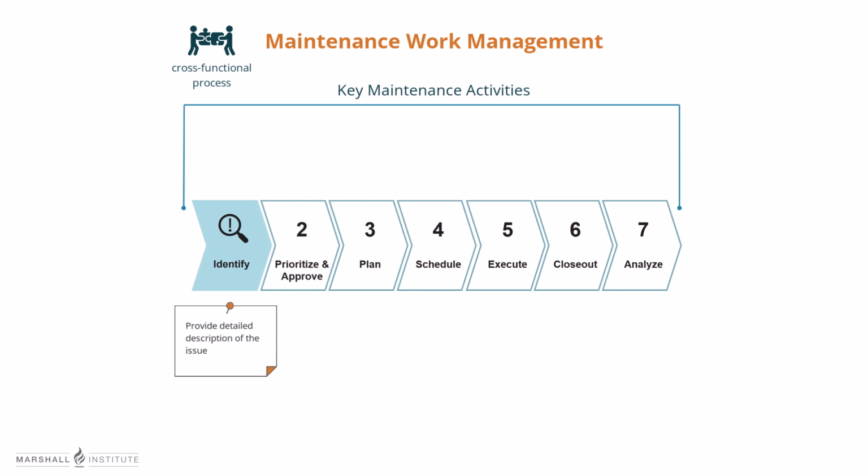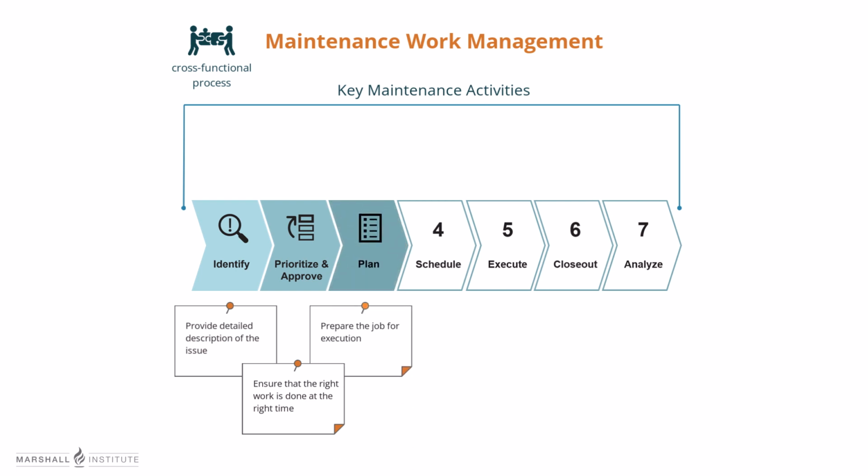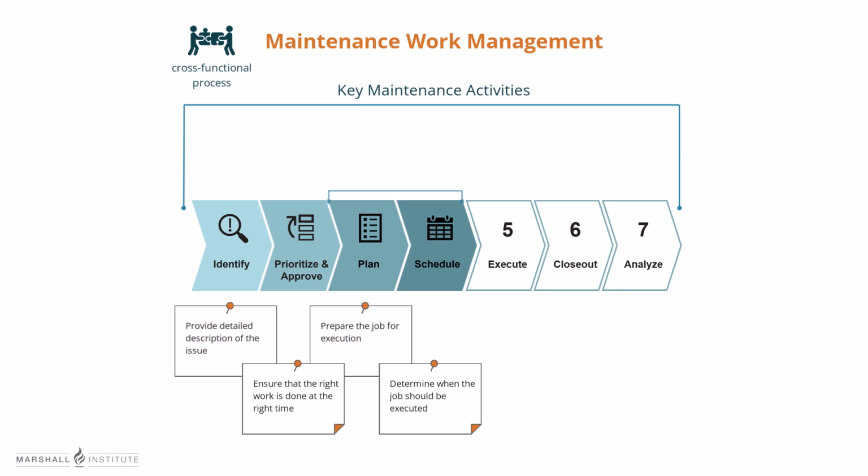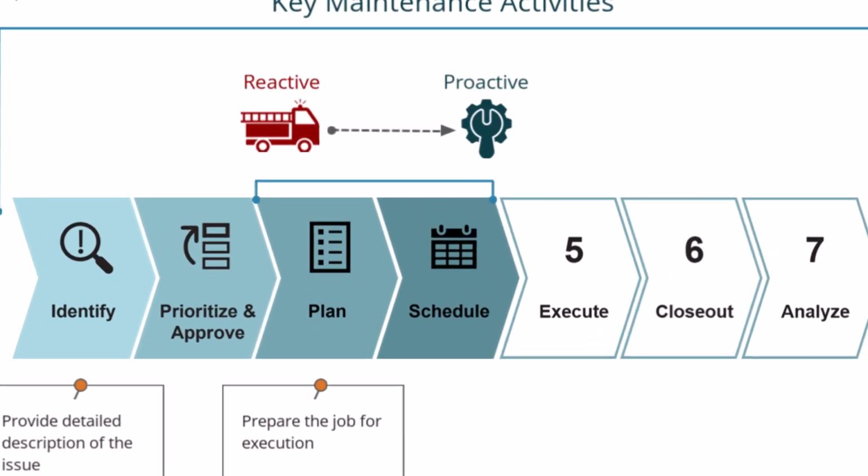The goal of collaborative prioritization and approval of work requests is to ensure that the right work is done at the right time. Once a work request is approved, it becomes a work order. Planning is preparing the job for execution, and scheduling is determining when it should be executed. These activities provide a foundation for shifting from the reactive to proactive work environment.